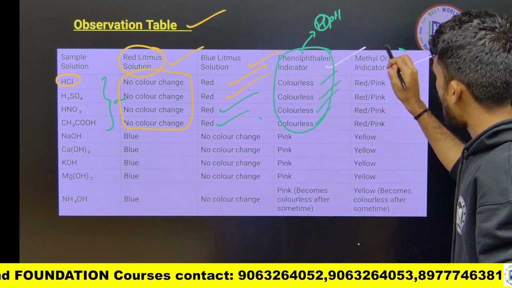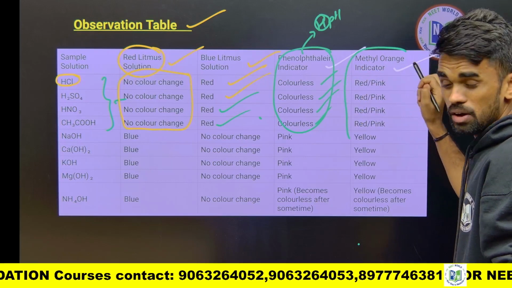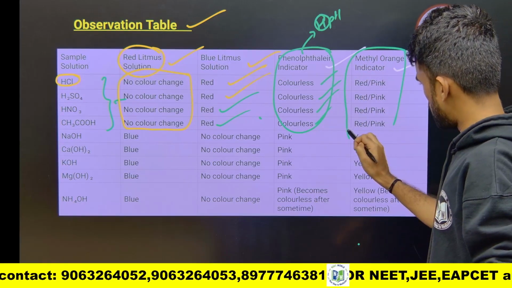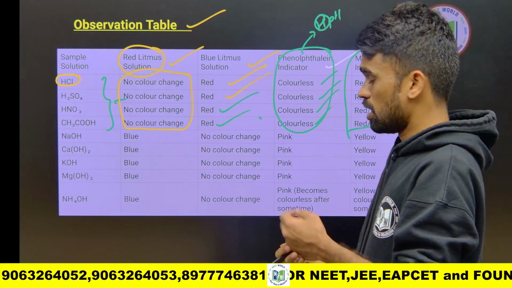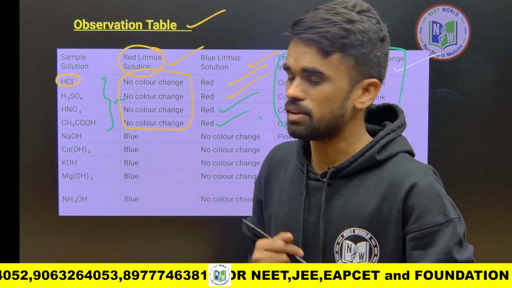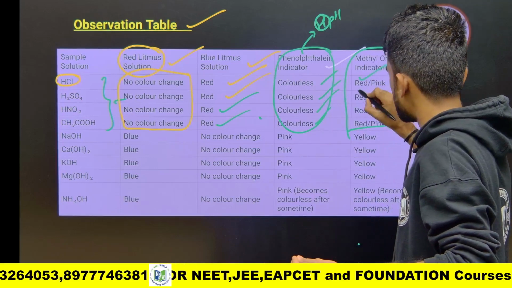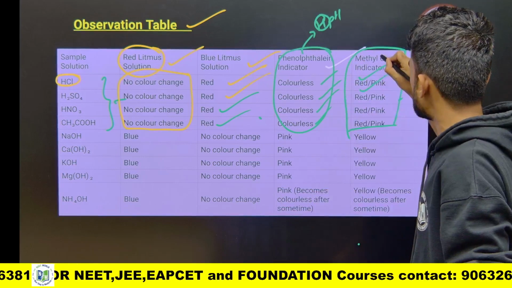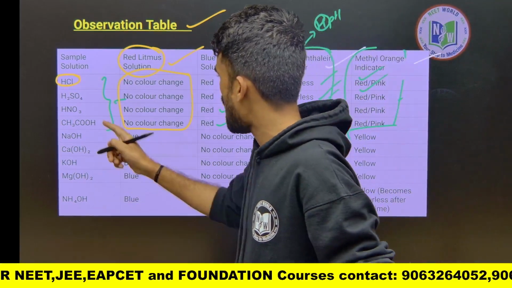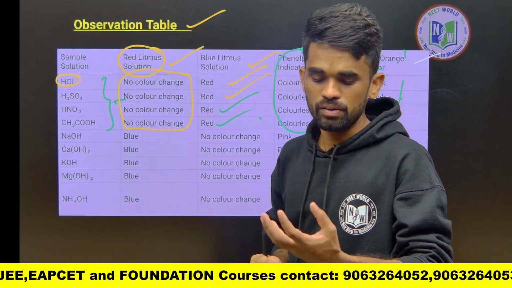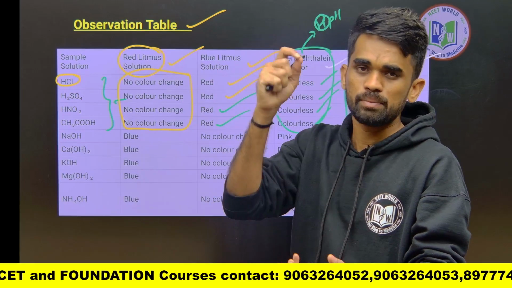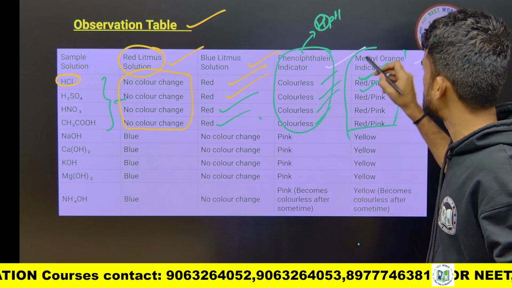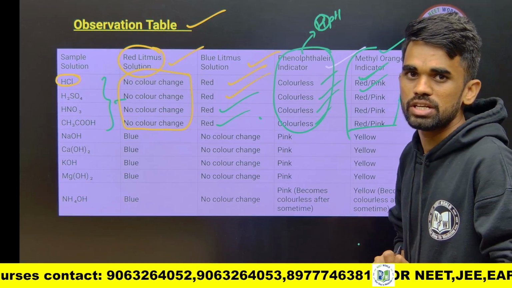Now if we add methyl orange indicator, which is a weak organic base, the color will change from orange to pink or red. You can say red color. So orange to red is the change seen in the case of methyl orange when we add acid. If we add methyl orange to the acid solution, we will see a red color. This is the transformation we will see when we add methyl orange indicator to the acids.